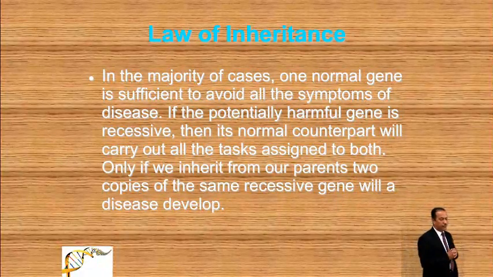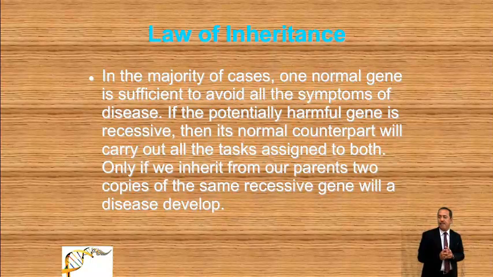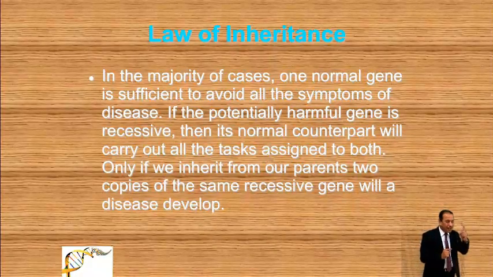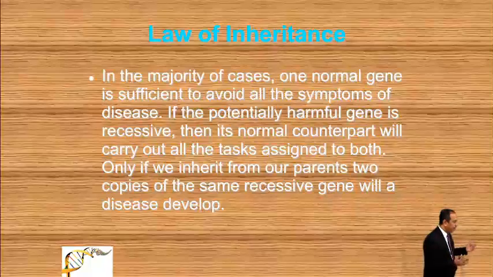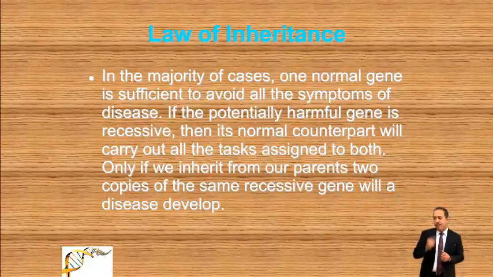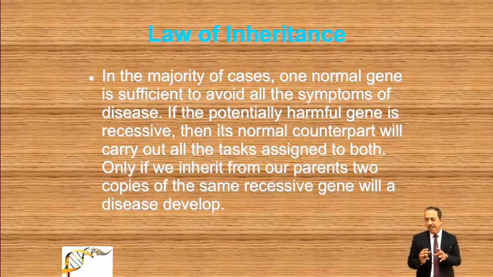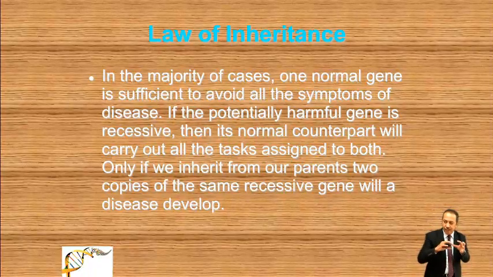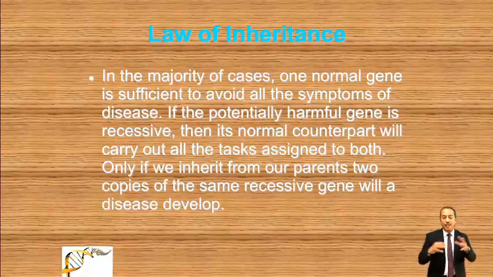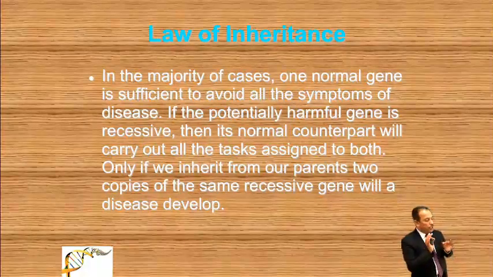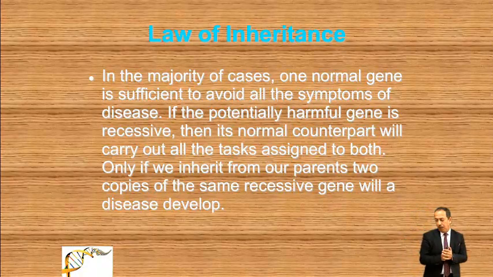The law of inheritance. In the majority of cases, 1 normal gene is sufficient to avoid all the symptoms of disease. If the potentially harmful gene is recessive, then its normal counterpart will carry out all the tasks assigned to both. Only if you inherit from your parents 2 copies of the same recessive gene will a disease develop.